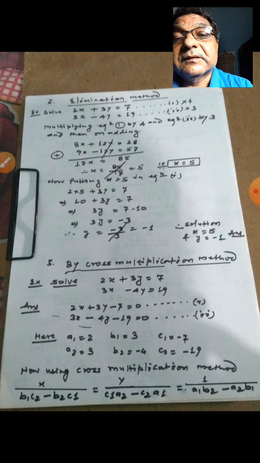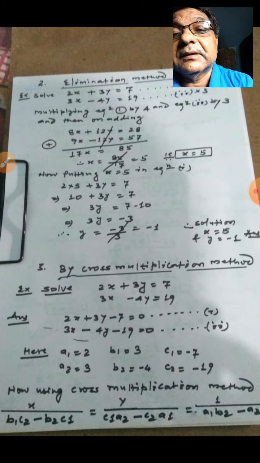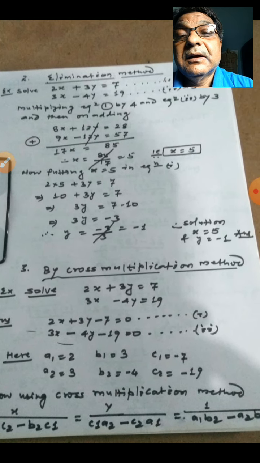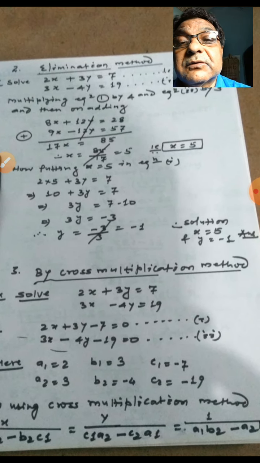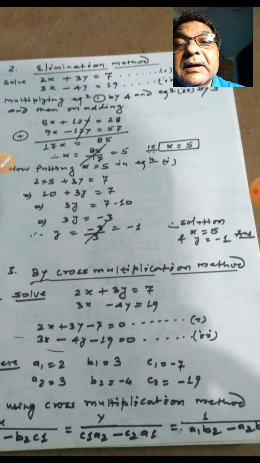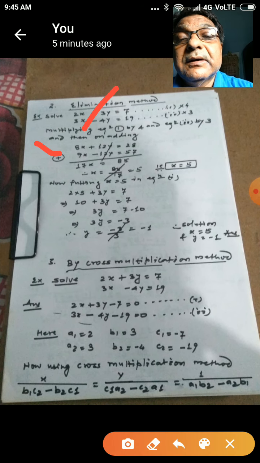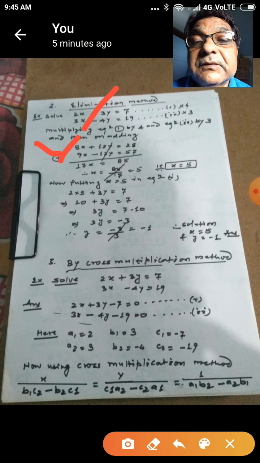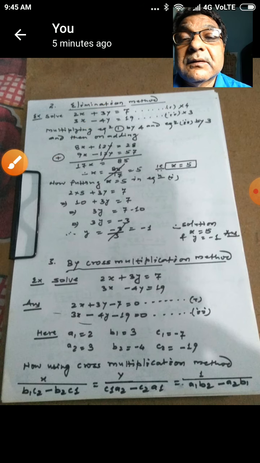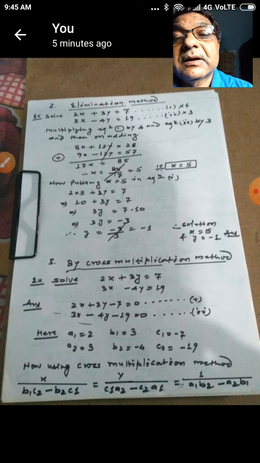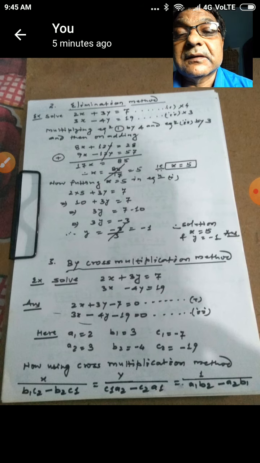Now see the elimination method, taking one example here: 2x plus 3y equal to 7, and the other equation is 3x minus 4y equal to 19. We will name these two equations 1 and 2, as done here. First we fix which coefficient of which variable we have to make equal. Suppose I have decided to make the coefficient of the y variable equal. The coefficients are 3 and minus 4, although we ignore the sign here and say the coefficients are 3 and 4.